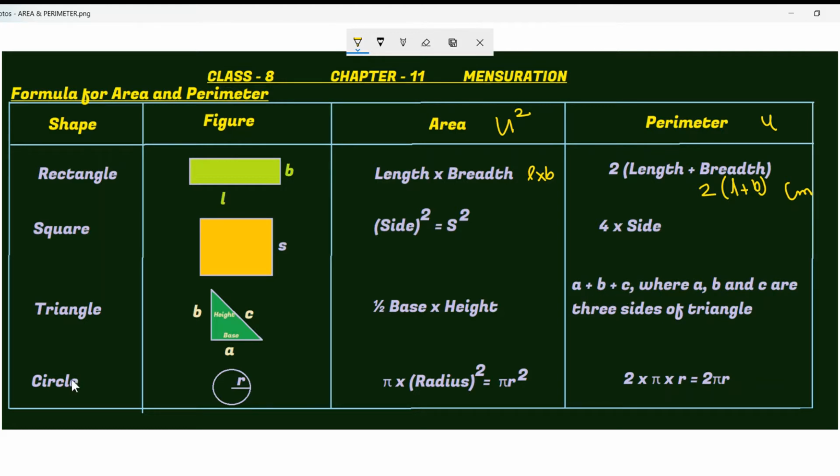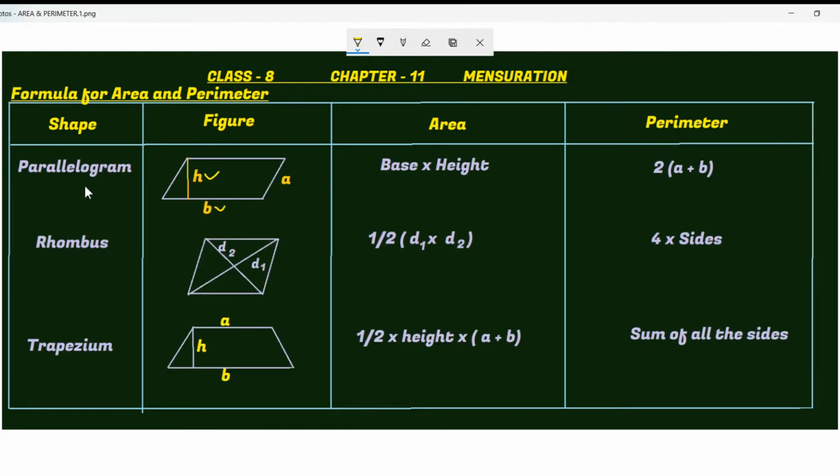Next is circle. Circle is this one. So area of the circle is pi r square. R is here. R is radius. Pi is the constant value. Its value is 22 upon 7 or 3.14. So area of circle is pi r square and the perimeter is 2 pi r. R is radius. Next we'll move on to next page.